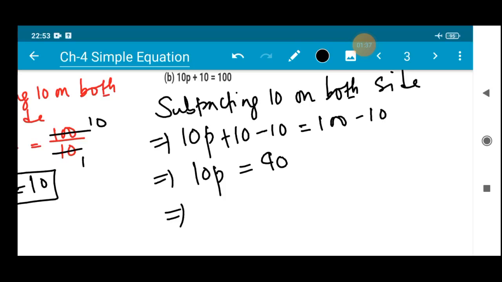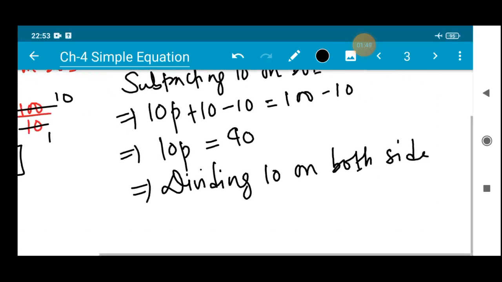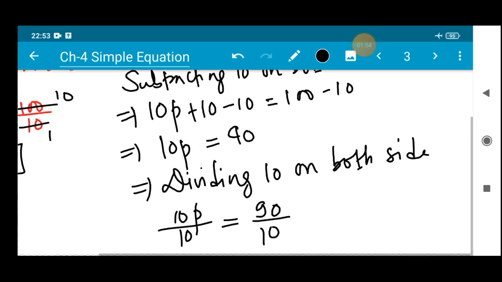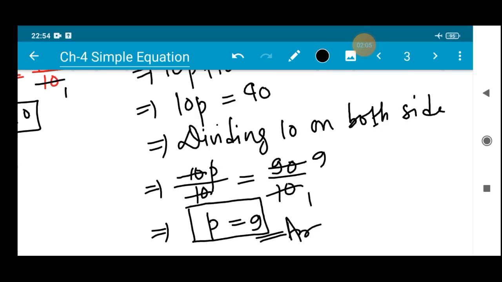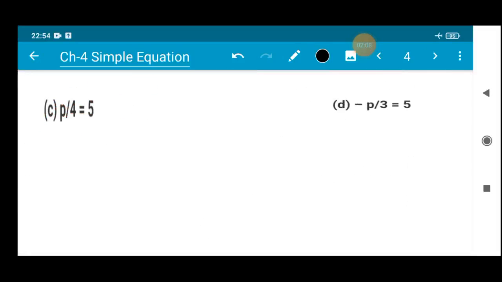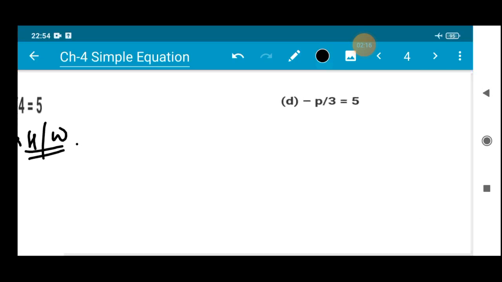Now in order to solve this, again I'll divide. It is very similar to question number 1, dividing 10 on both sides. So if I divide 10 on both sides, what are we going to get? We will be getting 10p divided by 10 is equal to 90 divided by 10. The result will be 10 will get cancelled out. p is equal to, 10 1s are 10, 10 9s are 90. The value of p will be 9. Right? Very easy one. Okay, proceeding to the next one, that is number C. I want you all to do this as a home assignment. Very similar. So let's do number D now.